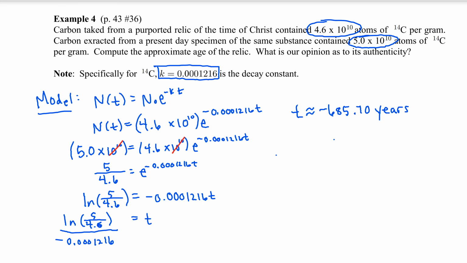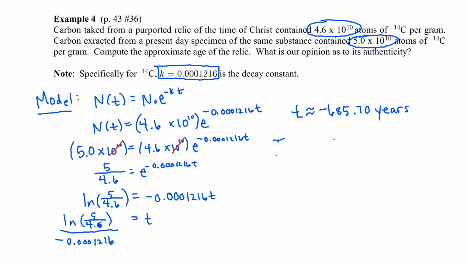So the negative simply means that we're measuring back in time. How old is this relic? If our present time is time 0, then we're talking about approximately 686 years ago. So this relic is claimed to be from the time of Christ, which was approximately 3 BC to 30 AD, around 2,000 years ago, 2,000 plus years ago.